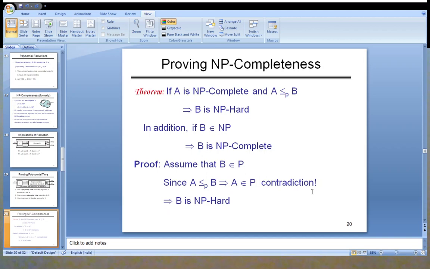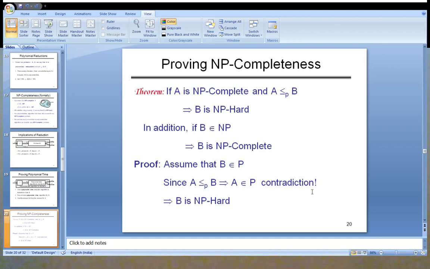And suppose we want to prove that a given problem is NP complete. We have to prove that if A is NP complete and A ≤p B, then B is an NP hard problem. And in addition, if B belongs to NP, then B is an NP complete problem.